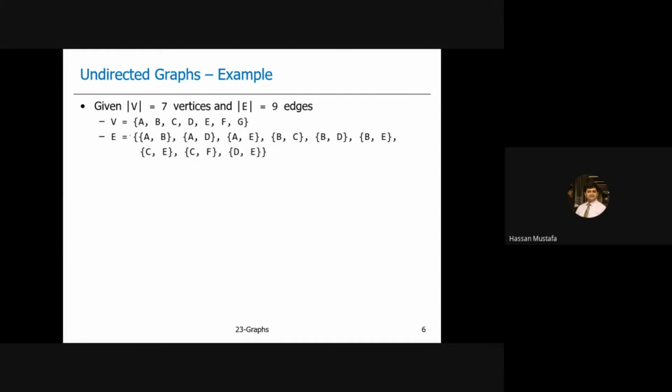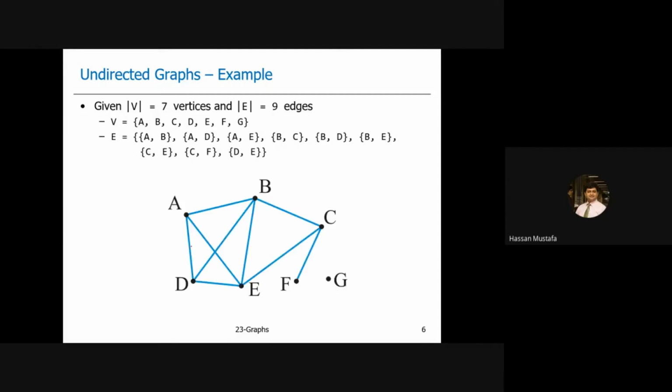What we have already seen is that to show a graph, we have a set of vertices, and then we have a set of edges. Here the size of the set of vertices is 7 and the size of the set of edges is 9. Given these sets, if we draw this graph, it would be something like this. I have these vertices A, B, C, D, E, F, and G from the vertex set, and then there are different edges between these vertices.